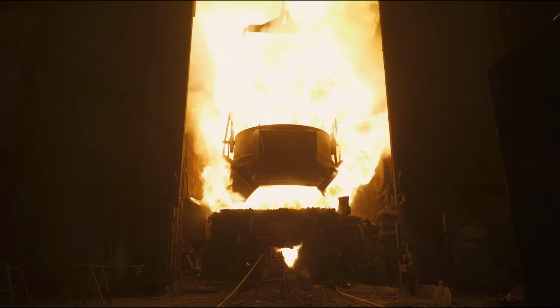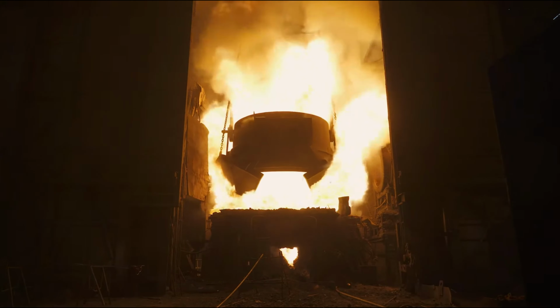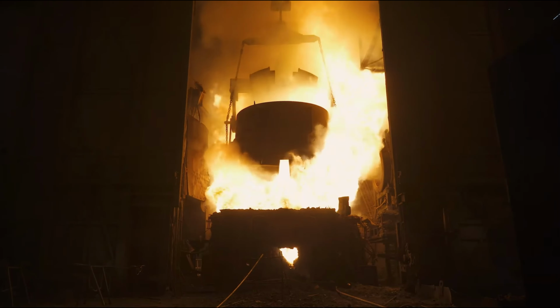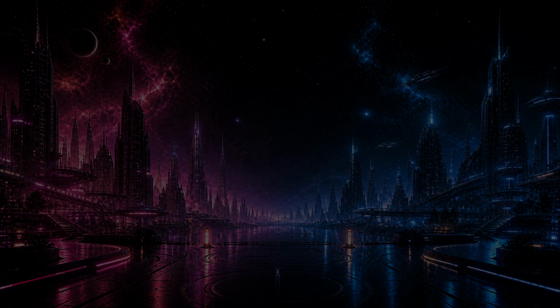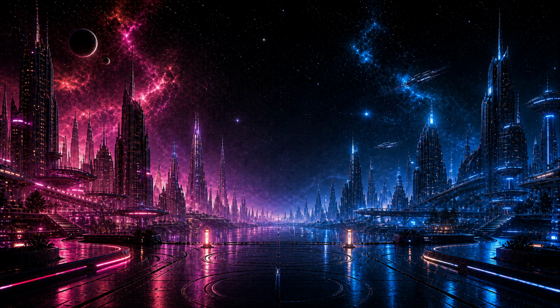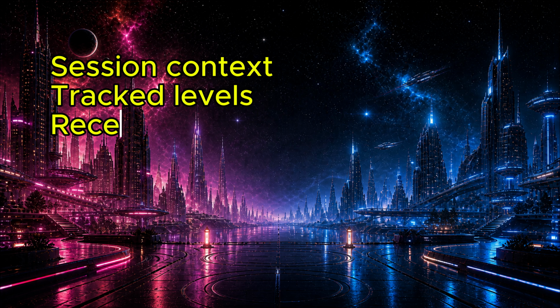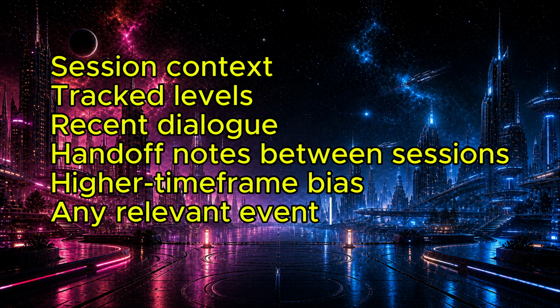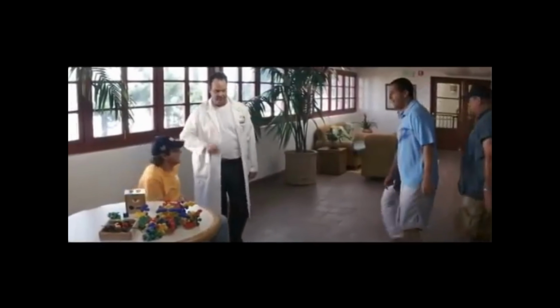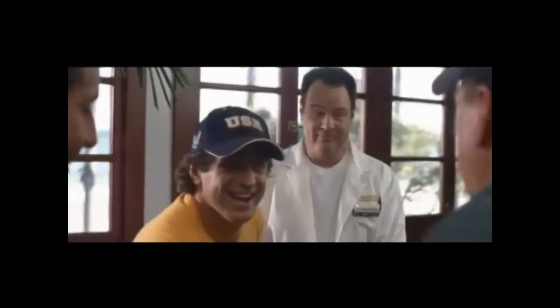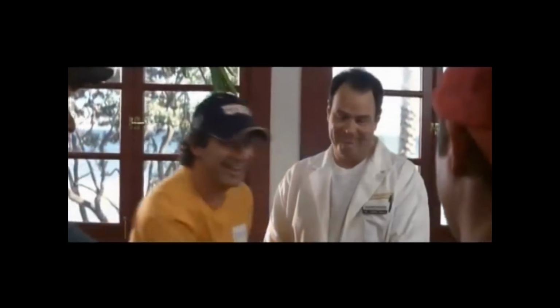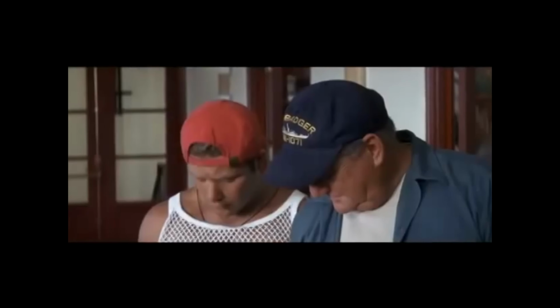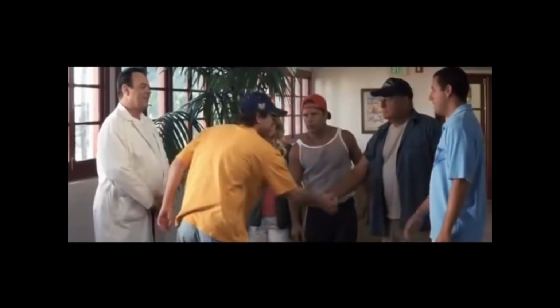The next step is ContextAssembler. This is where the system turns raw data into something an analyst can actually reason from. The ContextAssembler combines the current market snapshot with session context, tracked levels, recent dialogue, handoff notes between sessions, higher time frame bias, and any relevant event context. That is also where the system keeps continuity. If May talked about a level earlier, the next analysis is not supposed to sound like a brand new person with no memory. The context layer helps the analyst build on prior commentary while still respecting current price.